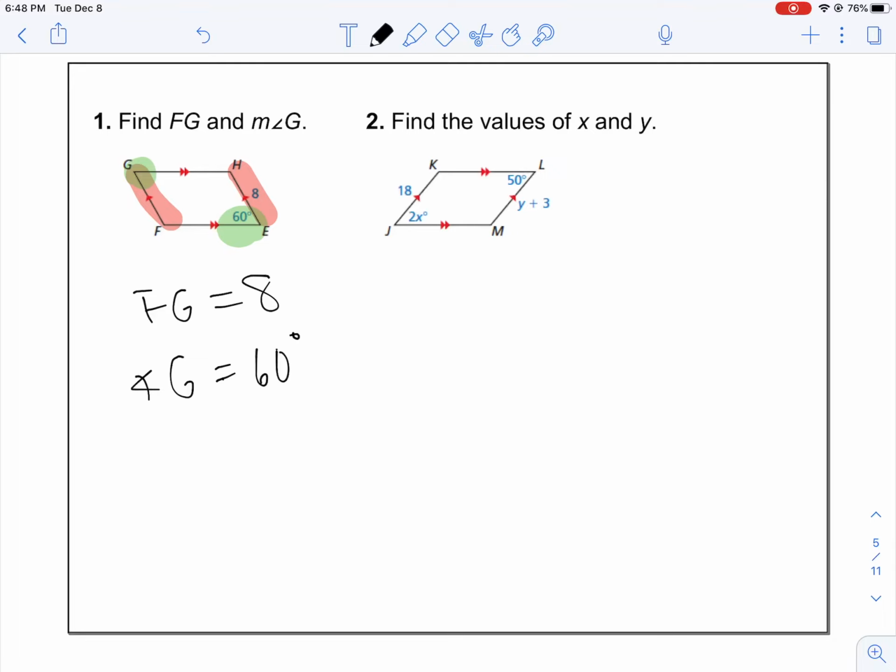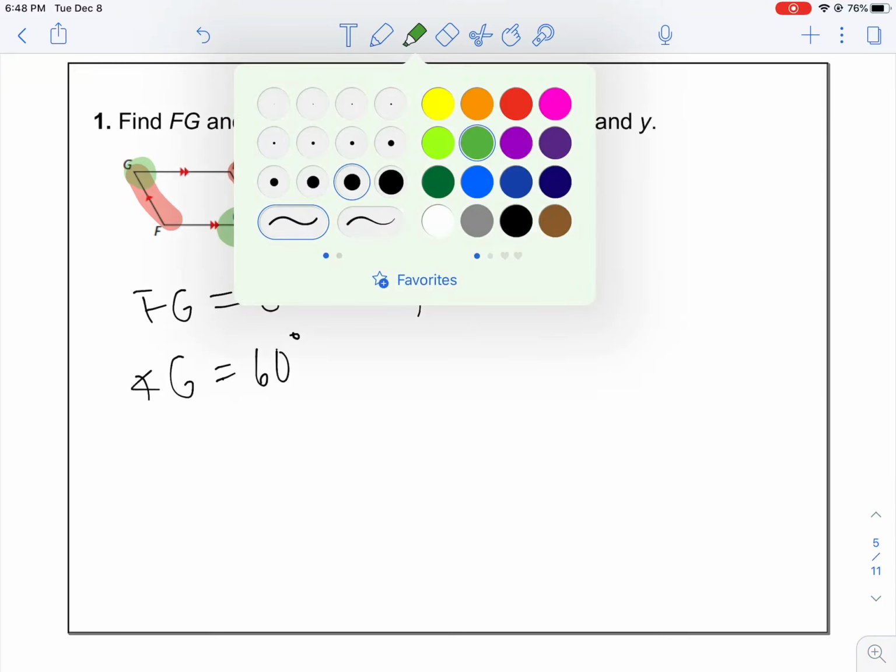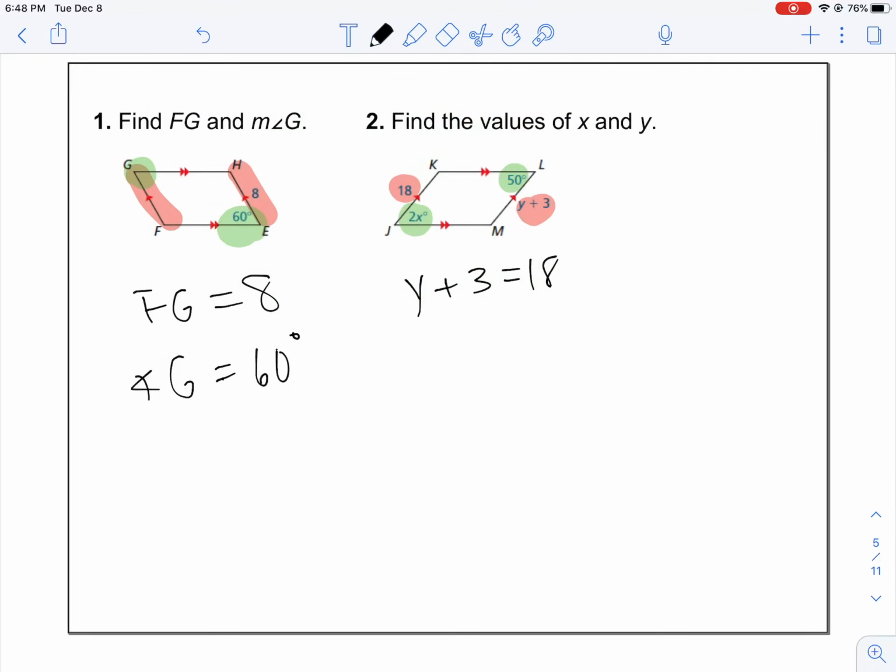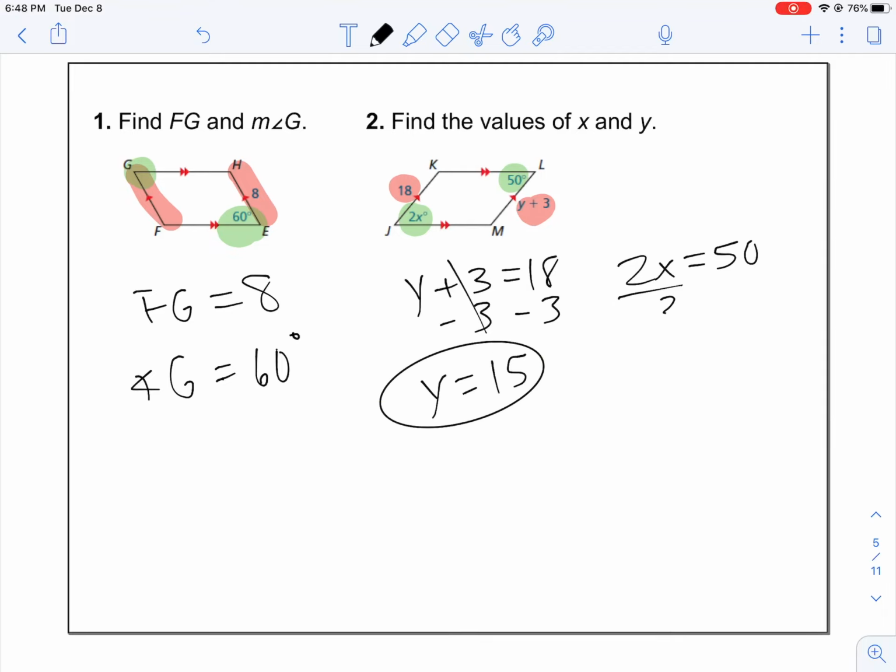All right, let's keep it going. Opposite sides are equal, so we get y plus 3 equals 18. And opposite angles are congruent or equal. So minus 3, y is 15. Divide by 2, x is 25. So, easy enough. Set your opposites equal to each other.